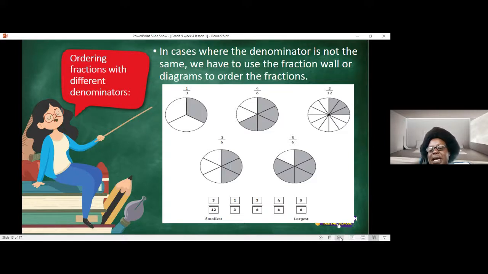So we can use a diagram, but when you come to grade 6, there is a way of doing this without using the diagram and the fraction wall. But because you guys are still in grade 5, and just last year you were in grade 4, we want you to understand the concrete part. We want you to understand the practical part before I tell you that you have to find the highest common denominator and so on.